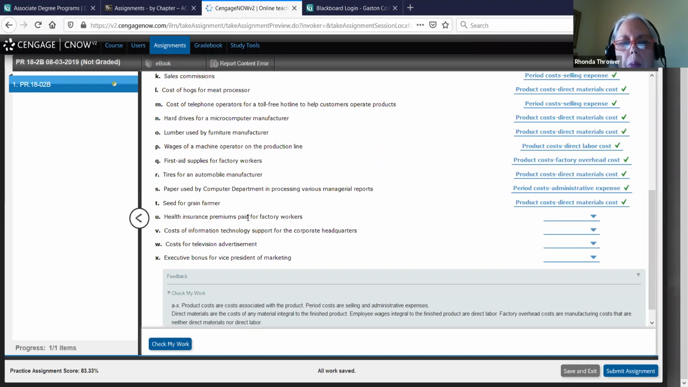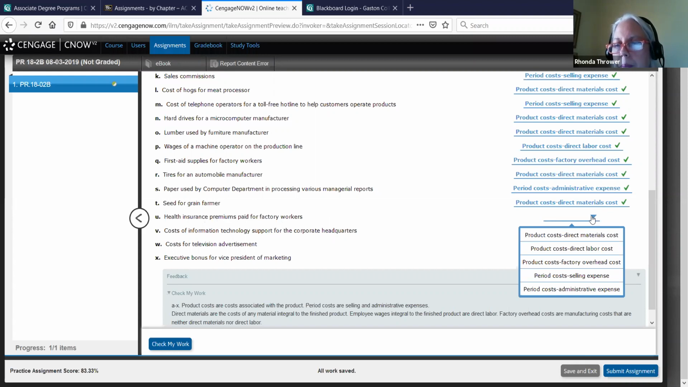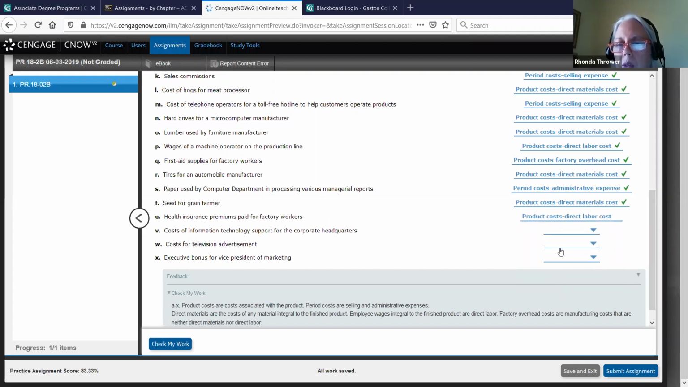Health insurance premiums paid for factory workers. Your factory workers are considered to be the workers that are working on the product itself. And so this would be considered direct labor. And direct labor is a product cost.